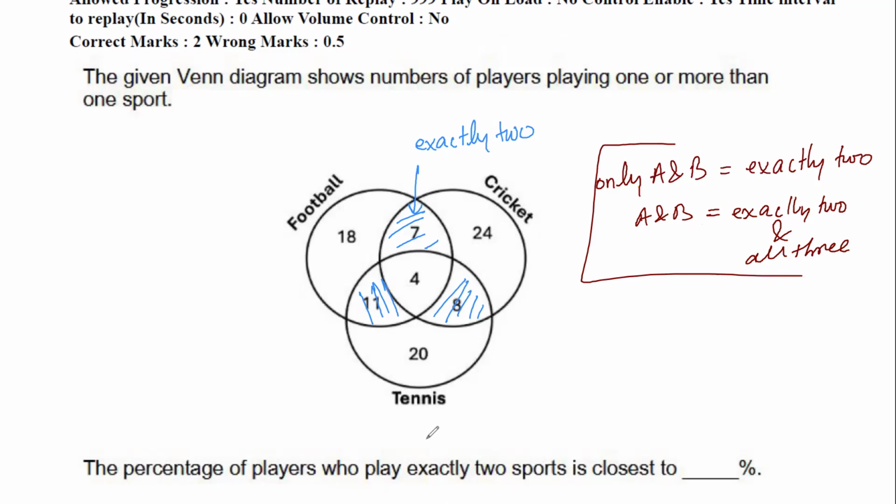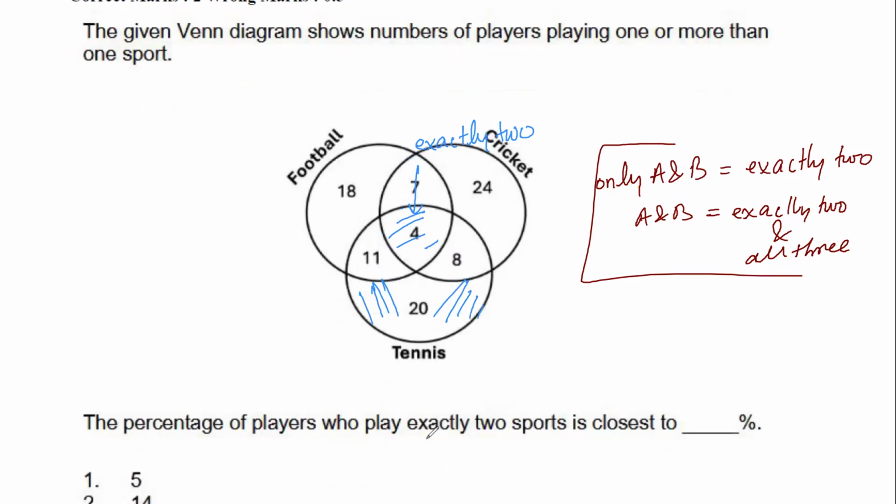So right now the question is the percentage of players who play exactly 2 sports. So we know that the exactly 2 sports is 11, 7, and 8, which is 26. Is closest to what percentage? To know the percentage, we need to know how many people are there altogether in all these circles. So we start counting all these numbers individually.